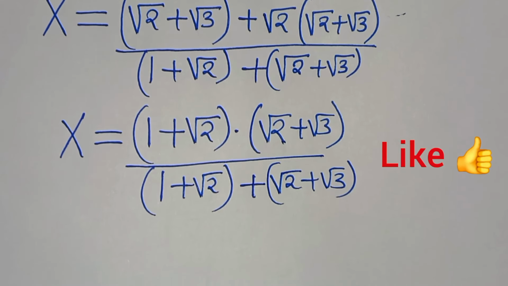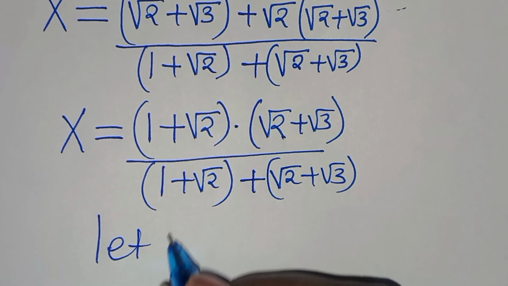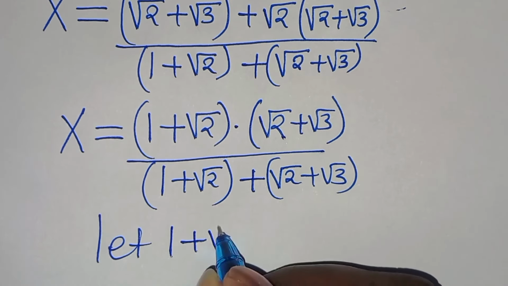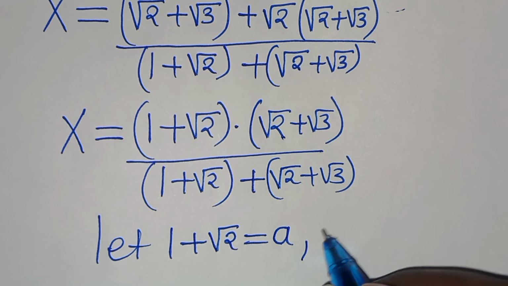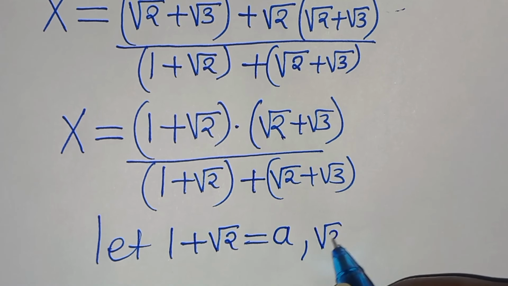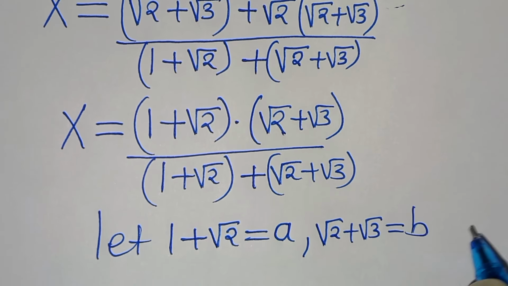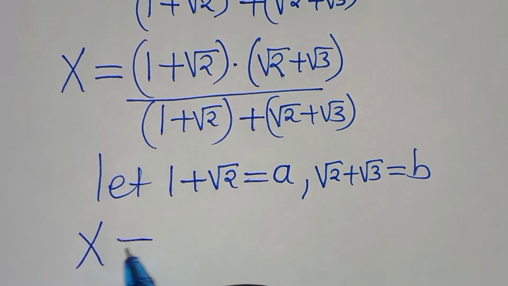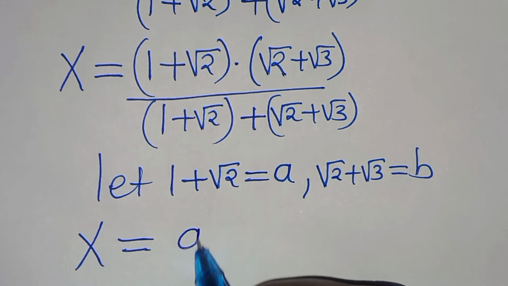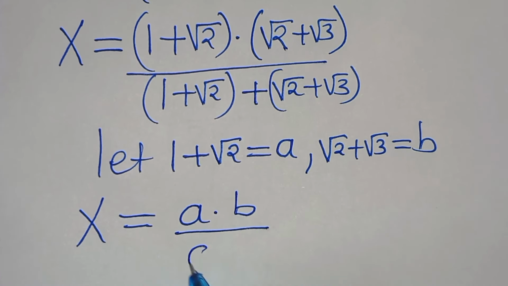Now, the next step from here, we can let 1 plus square root of 2 be equal to a, and we can let square root of 2 plus square root of 3 be equal to b. So now we can write x as a multiplied by b divided by a plus b.